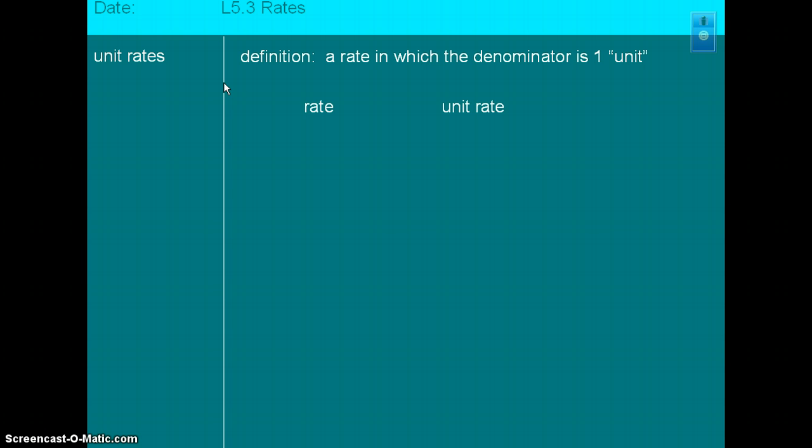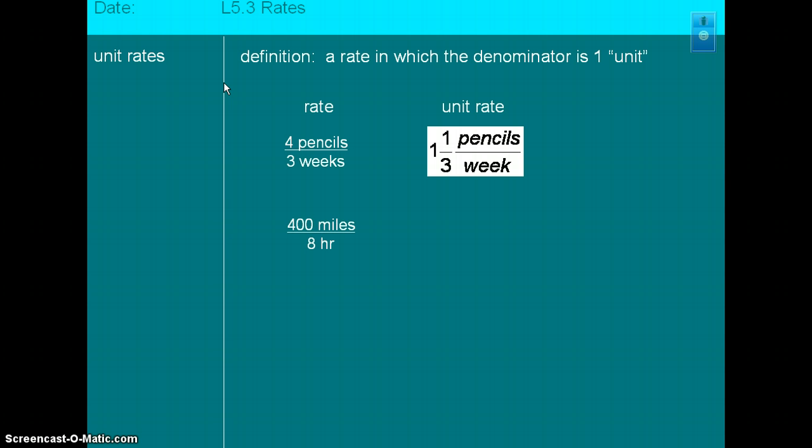When we talk about rates, we always have something called unit rates. A unit rate is a rate in which the denominator is 1 of some unit. For example, 4 pencils per 3 weeks, the unit rate there is 1 1/3 pencils per week, indicating 1 week. 400 miles per 8 hours would be a rate. However, we would probably do this as the unit rate of 50 miles per hour.